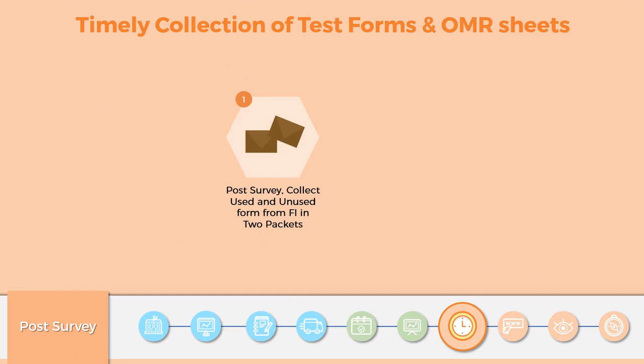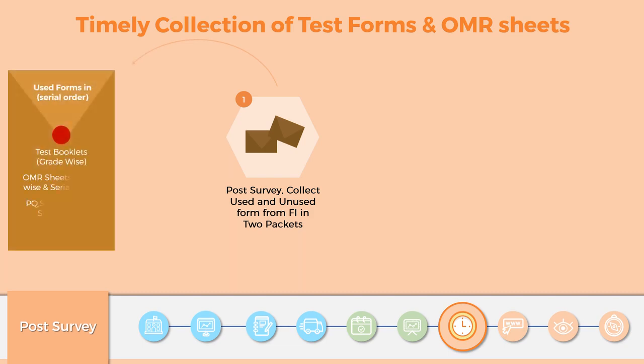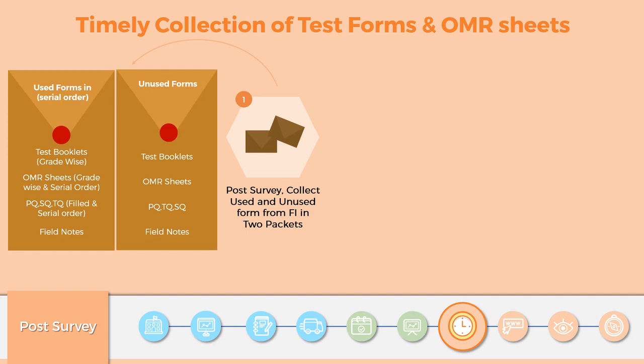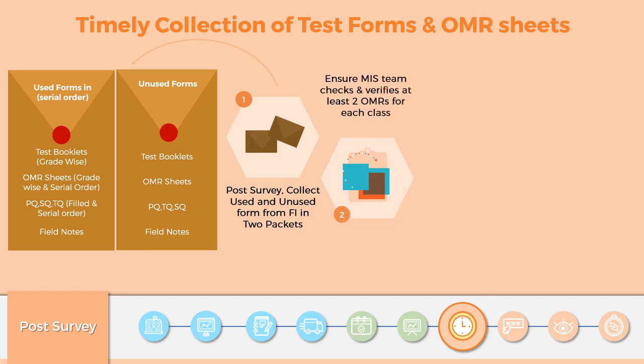Post-survey, district coordinator needs to ensure that all used and unused forms reach the district MIS team. One packet will have all used forms and filled notes, separate sub-packets of each material arranged serially, and the second packet will have all unused forms. MIS team need to randomly check responses in at least 2 OMR sheets per class per school against the test booklets at the time of submission of OMR bundles by field investigator, and in case of mismatch, ask field investigator to check all forms again and rectify.